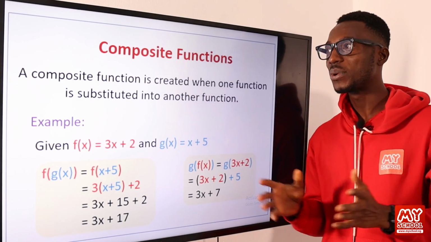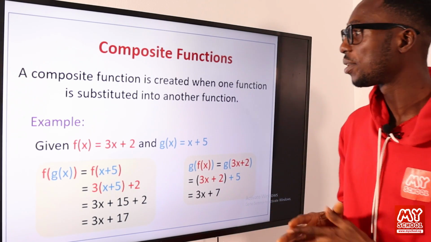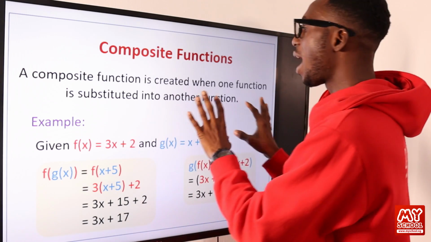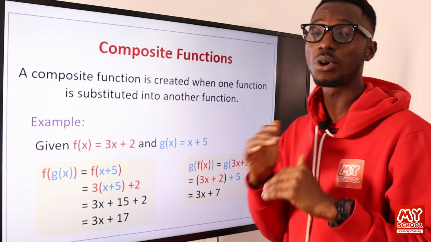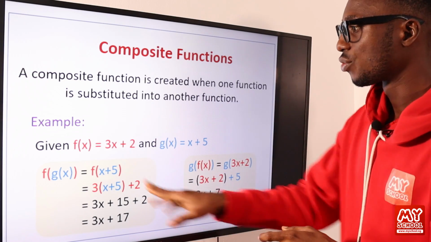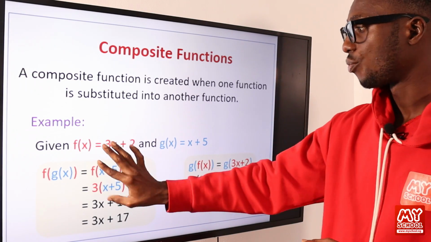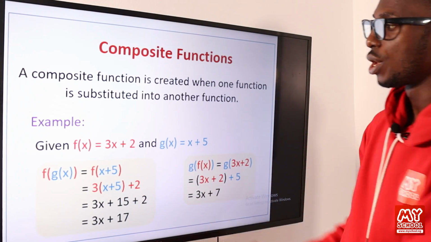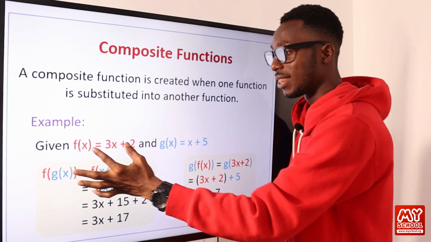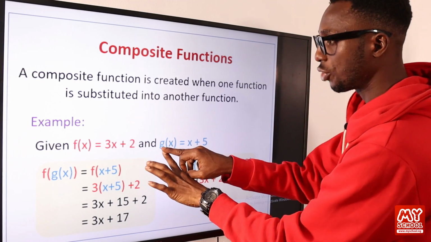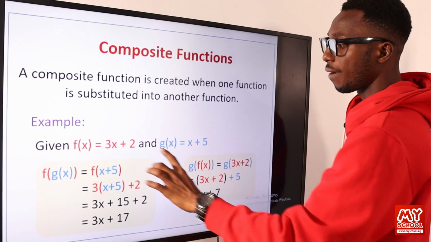Yes, so we have the composite function. A composite function is created when one function is substituted into another function. You recall your substitution method. So look at this example closely. We have the function f of x, which is 3x plus 2. This is your input. This is the image that we derive, and this is for g. This is function f, function g.